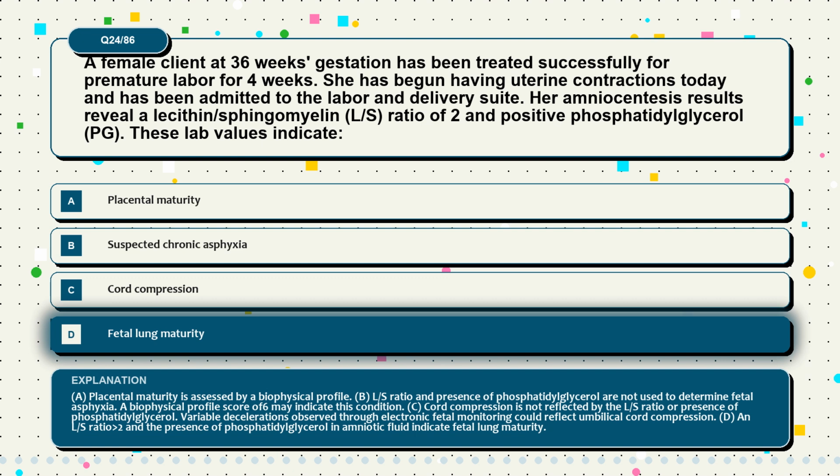A. Placental maturity is assessed by a biophysical profile. B. L/S ratio and presence of phosphatidylglycerol are not used to determine fetal asphyxia. A biophysical profile score of 6 may indicate this condition. C. Cord compression is not reflected by the L/S ratio or presence of phosphatidylglycerol. Variable decelerations observed through electronic fetal monitoring could reflect umbilical cord compression. D. An L/S ratio of 2 and the presence of phosphatidylglycerol in amniotic fluid indicate fetal lung maturity.